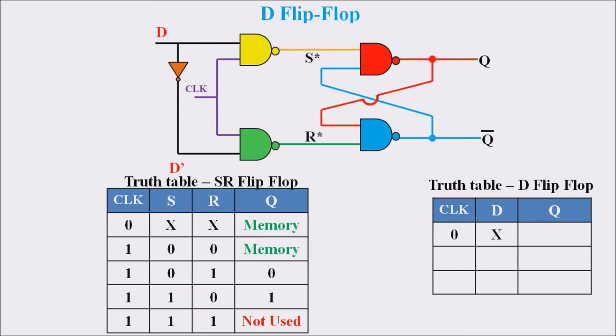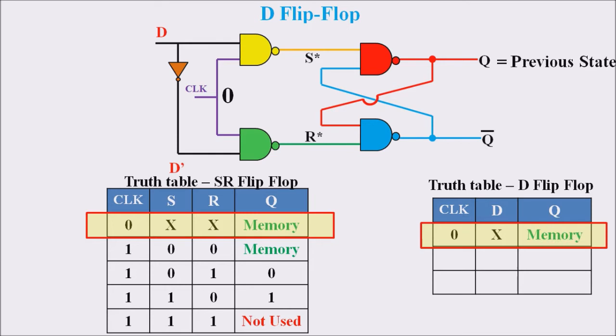So if we are providing a clock signal as 0 in the SR flip-flop, then we are dealing with the memory condition. Here also we can tell that if the clock is 0, then there will be a memory state, that is, the output will be the previous state itself. There is no change of output, thus the previous output will be stored, that is, we are dealing with a memory state.